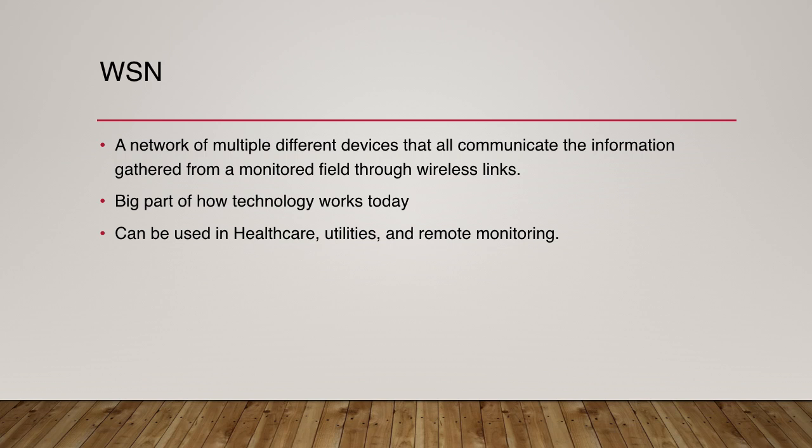So what a wireless sensor network is, it's a network of multiple different devices that all communicate the information gathered from a monitor field through wireless links. It is a big part of how technology works today, and it can be used in healthcare, utilities, and remote monitoring. One thing I noticed about wireless sensor networks was all the different types and the different topologies of it. I believe there's five different types that it could be, and four different topologies.